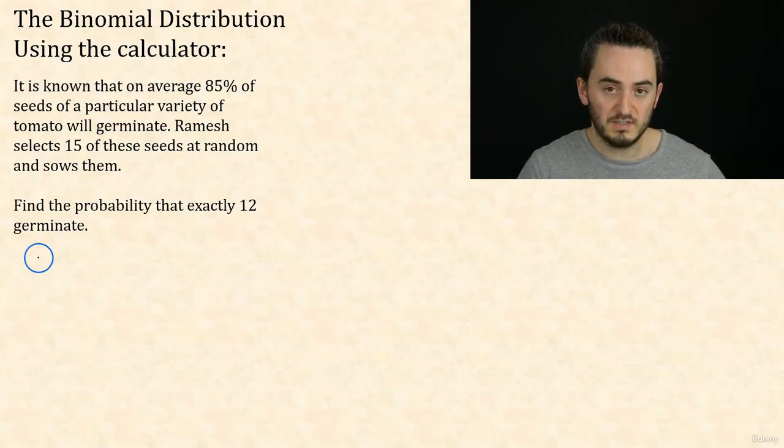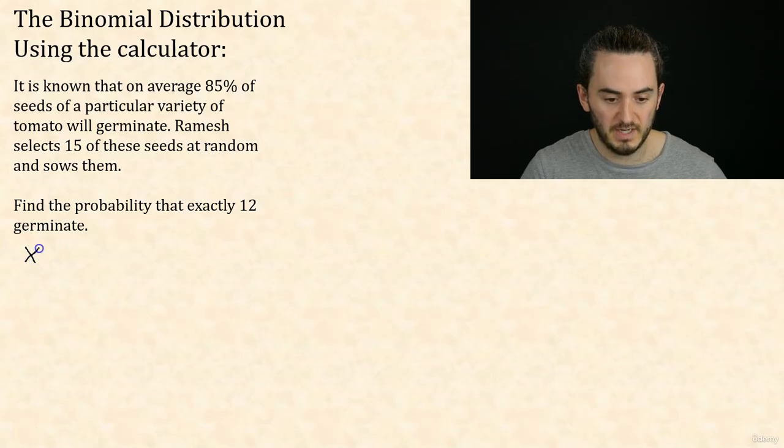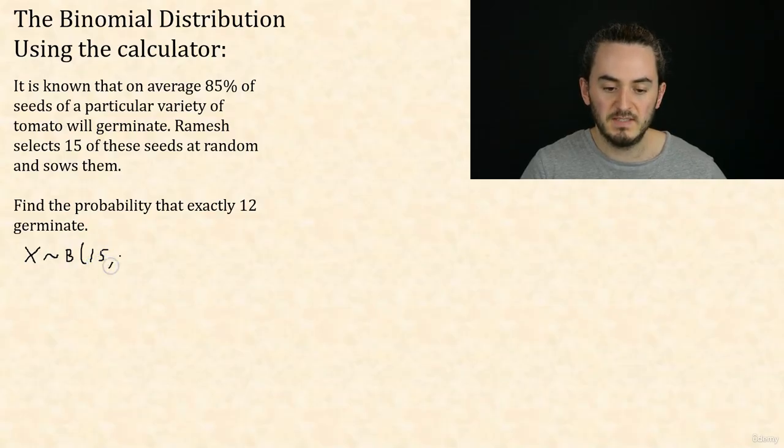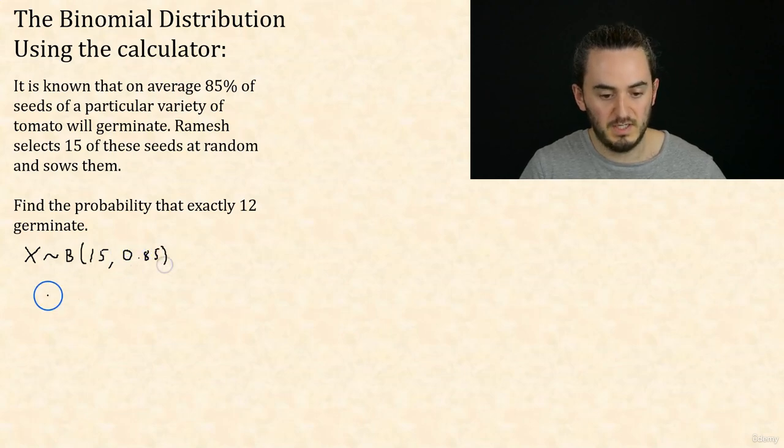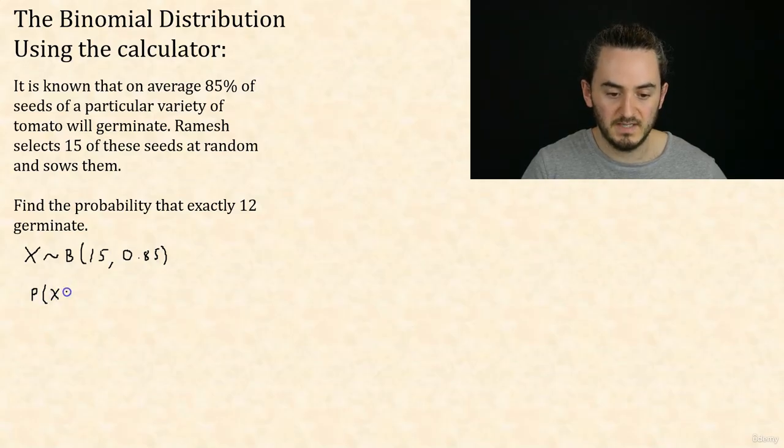So we should always start by writing down our distribution. So the number of seeds that germinate is going to have a binomial distribution. There are 15 trials because he plants 15 seeds, and the probability that each one of them germinates is 0.85. And the question is, what is the probability that the number that germinate is exactly 12?